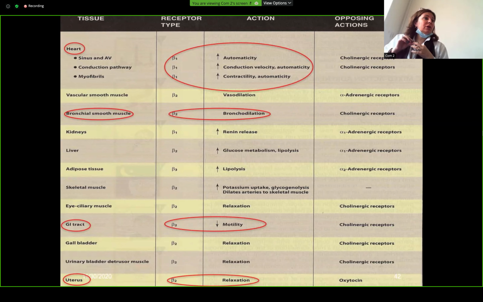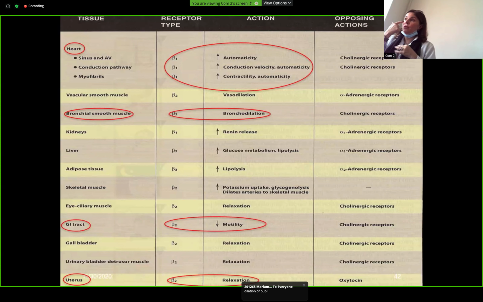So why do we give atropine? Okay, and what do we give for the eye locally to cause dilation when they do fundoscopy, when they do any eye examination?